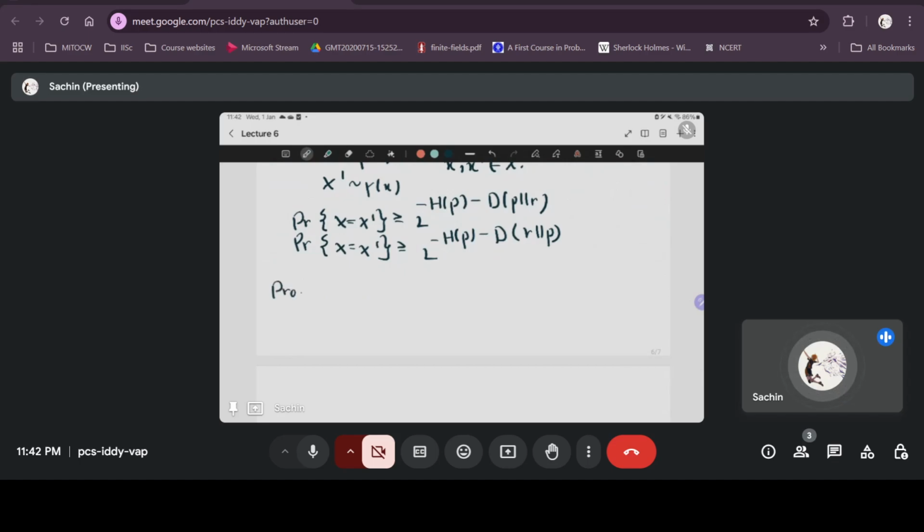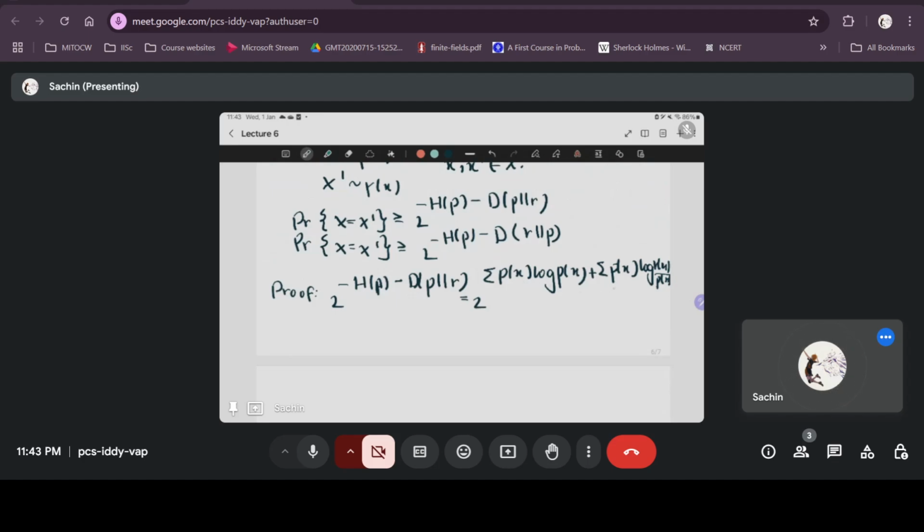Proof follows the same pattern. 2 power minus H of P will go from right to left, minus D of P parallel R, which is 2 sigma P of x log P of x. So D of P parallel R is summation P of x log P of x over R of x. But since you have a minus sign, I'll take that into the log and write that as summation P of x log R of x by P of x.